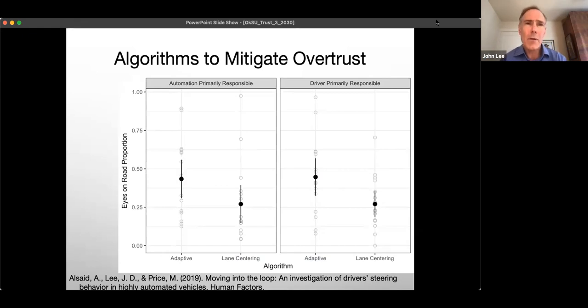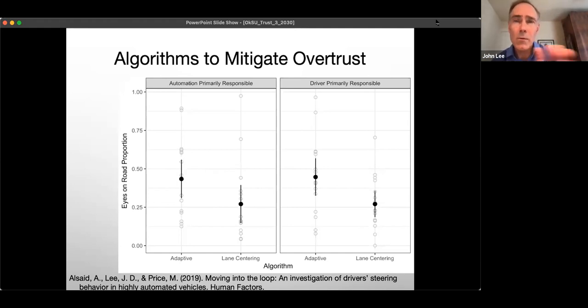And in an experiment, we compared the adaptive and the lane centering, the adaptive being the one that switches between lane keeping and lane centering. And on the vertical axis here, we have proportion of eyes on the road. So how much time people are looking at the road, and then adaptive lane centering. And you can see a systematic difference. The adaptive people look to the road more than with the lane centering.